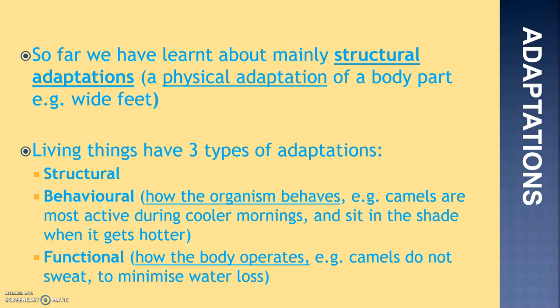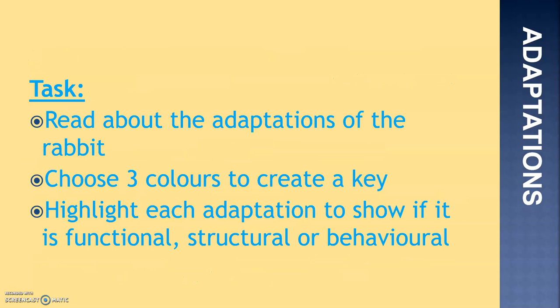Now, so far, what we have learned is we've looked at structural adaptation, so physical adaptation of a body part. For example, white feet, okay? Now, living things have 3 types of adaptation: structural, behavioral, and functional. So these are the things we've covered in this lesson, okay? In the next lesson, we're going to cover a lot more. But for the next lesson, I need you to read about the adaptation of a rabbit and highlight some of the information, okay? And make sure you go through the resources and send us an email if you've got any questions.